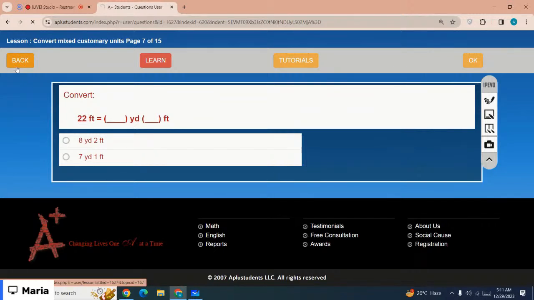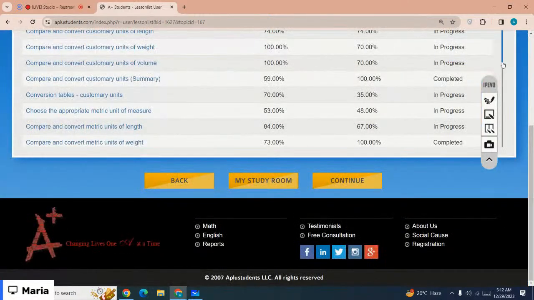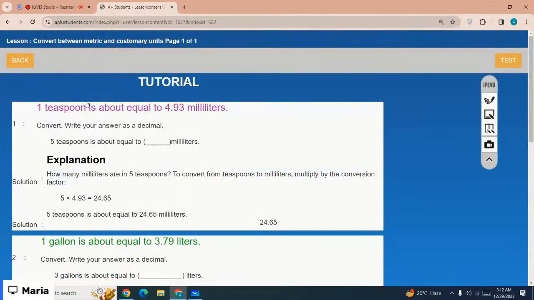So today we are going to finish this lesson, and we are already done with so many conversions. If you keep these very basic conversions in your mind, then that would be very easy for you, right? So note down these basic conversions. We have gone through all of them, so note them down. The next one is convert between metric and customary units. Let's start with the lesson.